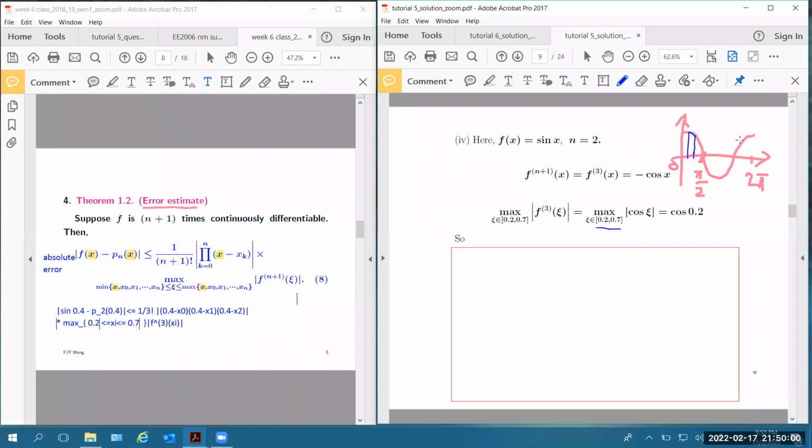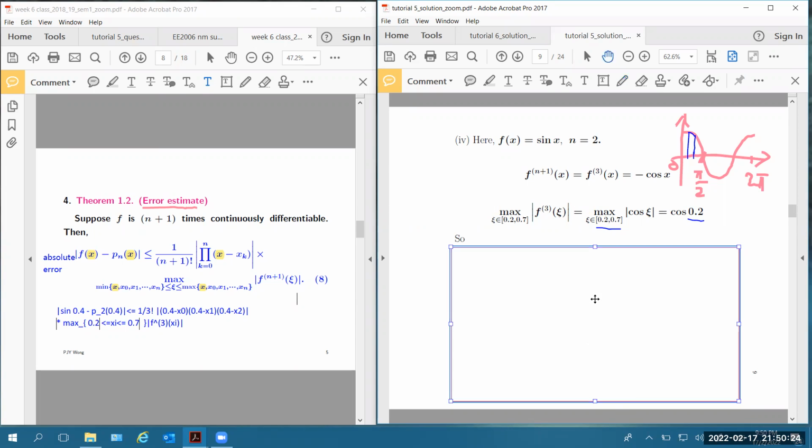Decreasing. Yes, it's decreasing, right? So if you want the maximum, where's the maximum? Do you think it's at 0.2 or at 0.7? It's very clear from the diagram that it's going to be at 0.2, right? 0.2 is here, 0.7 is here. So the maximum is at 0.2. All right, so that's why you get this.